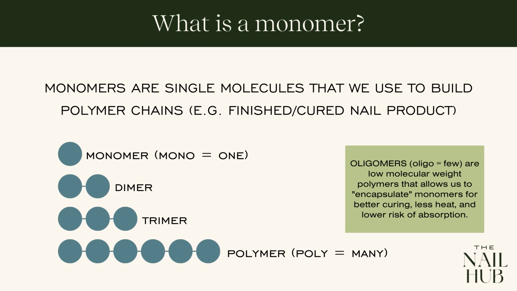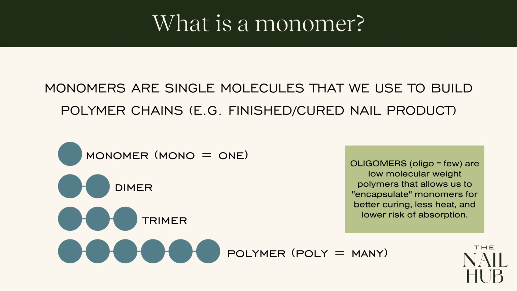So what is a monomer, right? Sometimes we talk about these things as acrylates and sometimes we call them monomers. A monomer is a single repeating molecule that we can use to build these polymer chains. This applies to all kinds of chemistry, but obviously here on the Nail Hub, we're more concerned about actual fingernail products. These polymer chains are really what we are using to build these finished cured nails, whether it be acrylic nails or gel nails or polygel nails or whatever that might be.